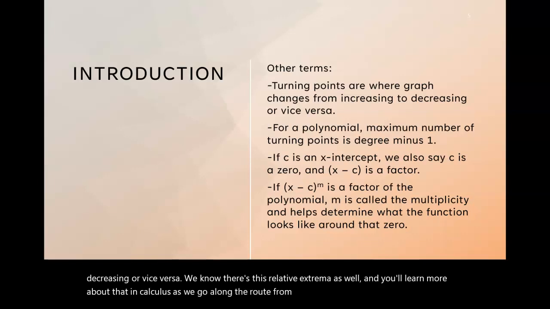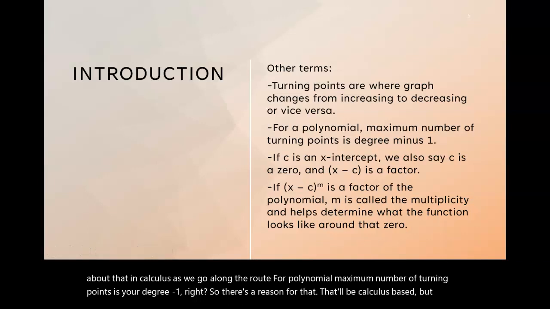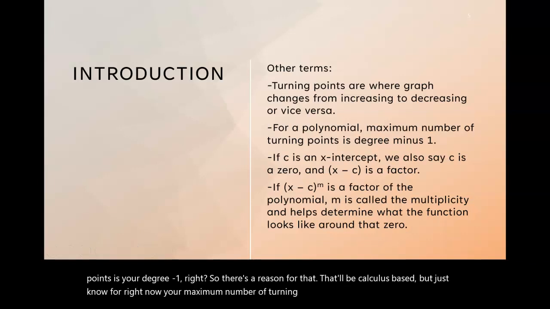For a polynomial, the maximum number of turning points is your degree minus 1. All right, so there's a reason for that. That'll be calculus based, but just know for right now, your maximum number of turning points is your degree minus 1. Various terminology we'll need to know.